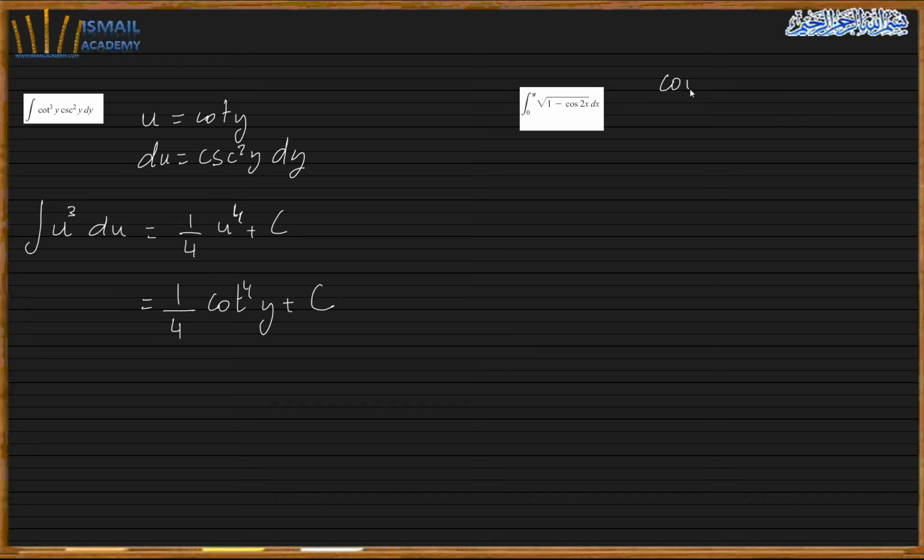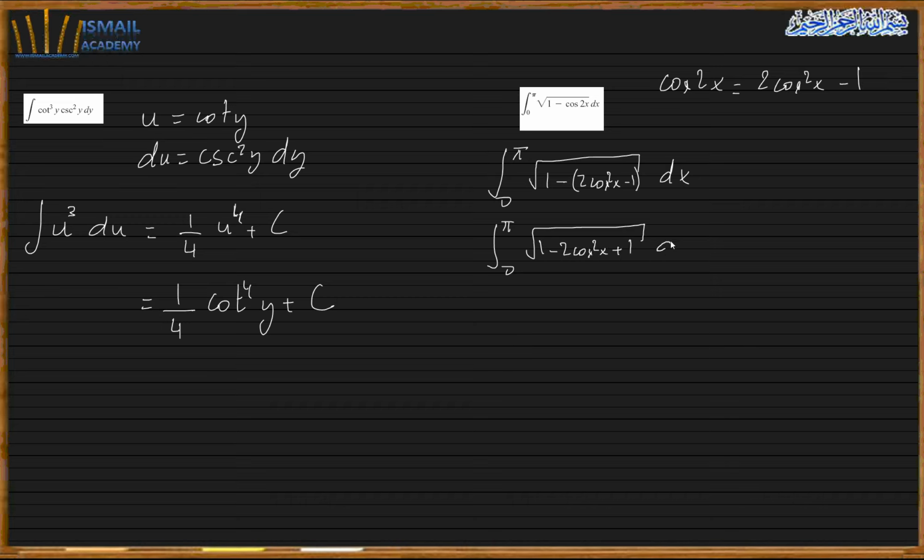So we know that cosine 2x is 2 cosine square x minus 1, so which is going to be here between 0 and pi square root of 1 minus (2 cosine square x minus 1) dx, which is the same thing between 0 and pi square root of 1 minus 2 cosine square x plus 1 dx.